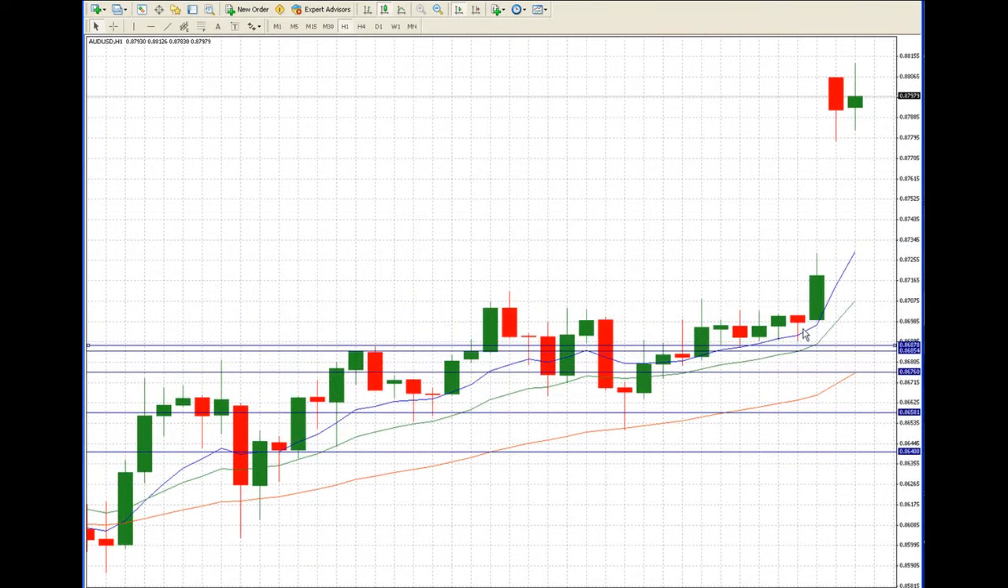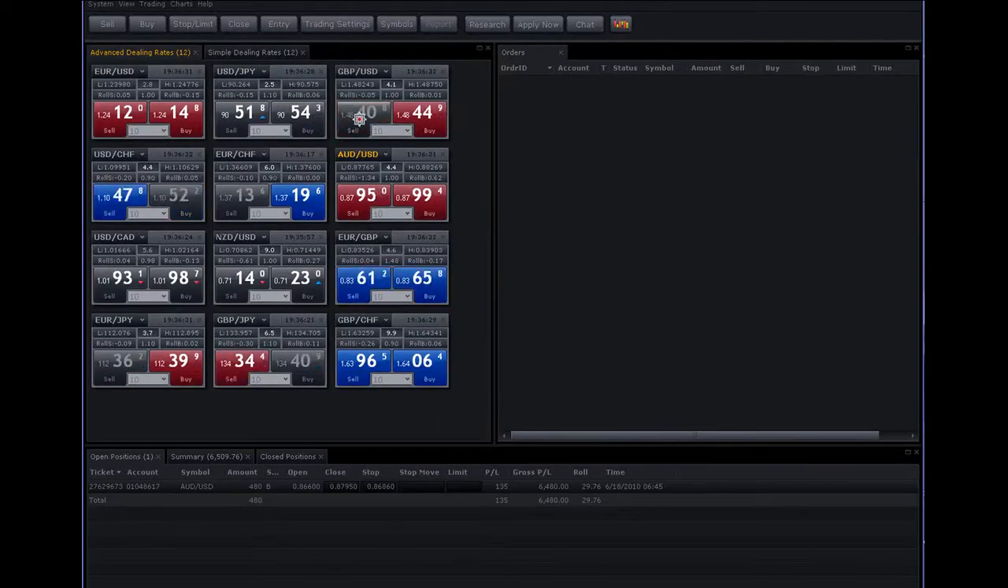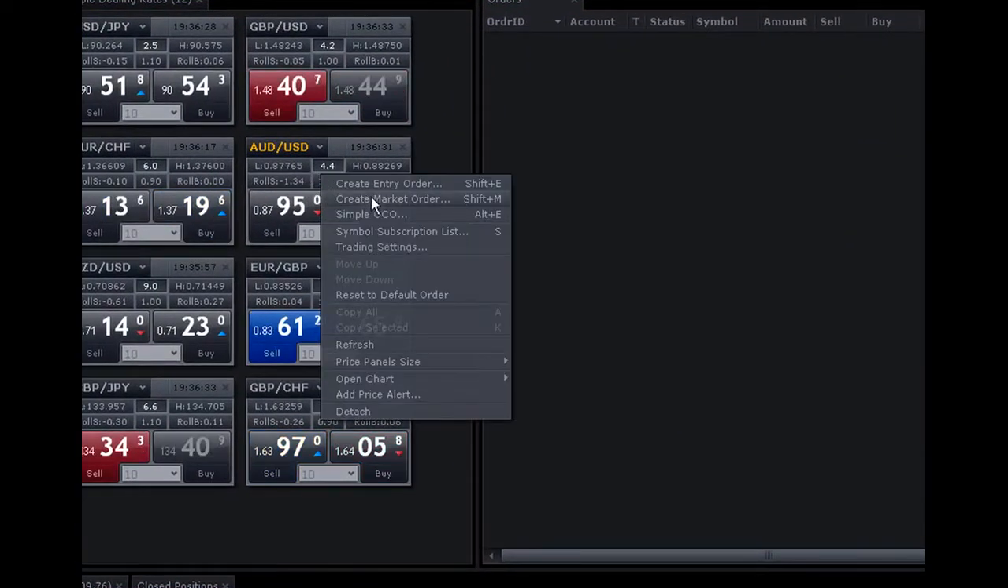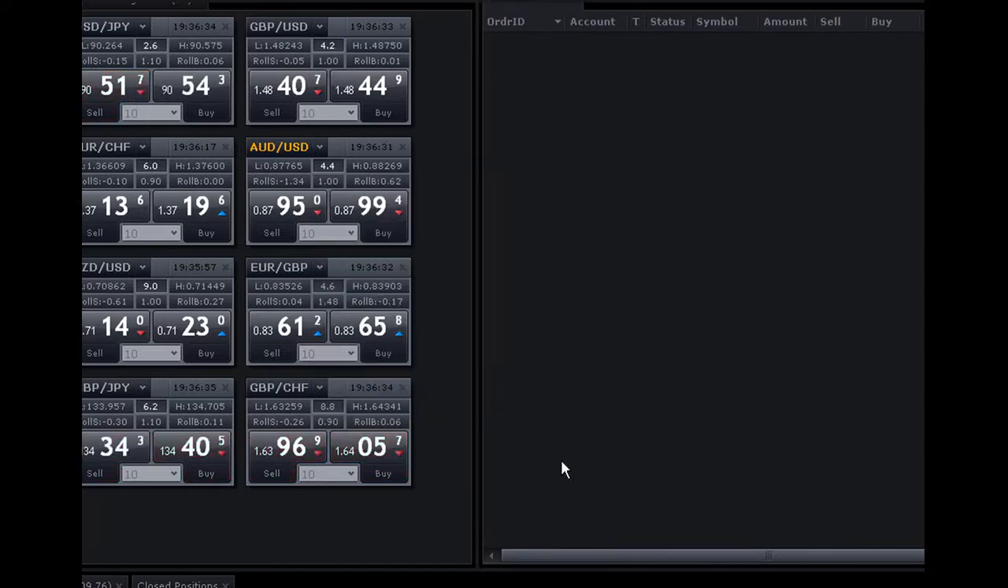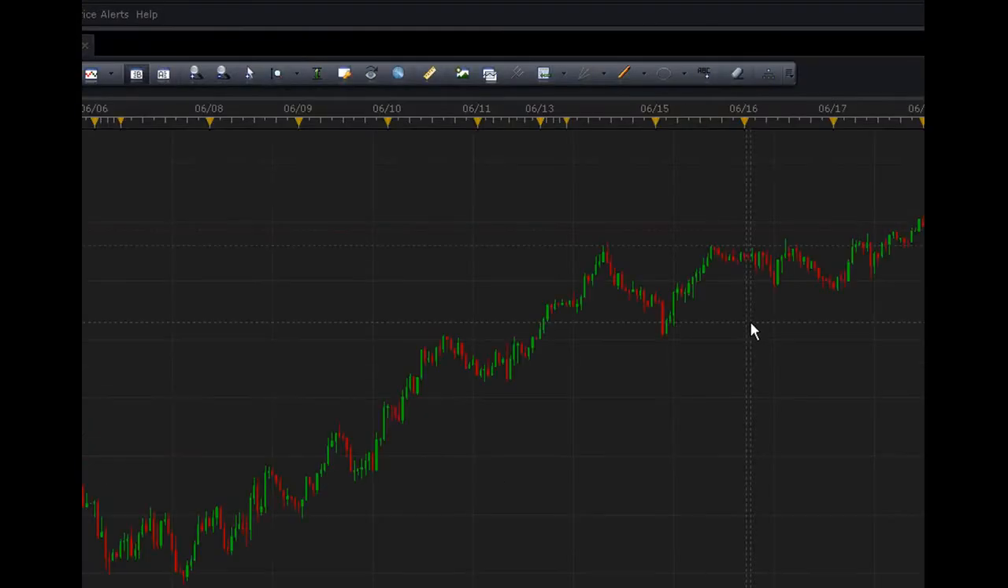Okay, so we've had a big jump in price. Now this is a gap because this trade followed on from the weekend, and on the open after the weekend we had a jump in prices, but we don't want to look at MetaTrader when there's a gap. We go to our broker screen, we right click on the currency, go to open chart and click on the hourly time frame because that's what we're trading.